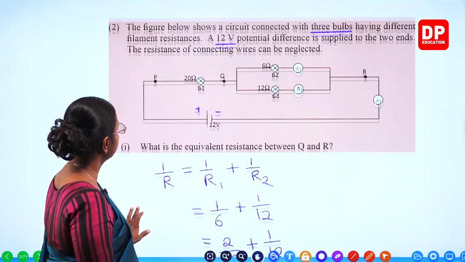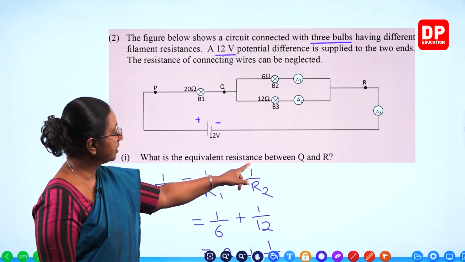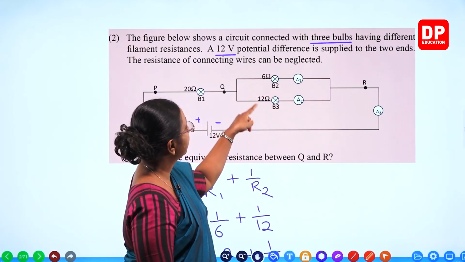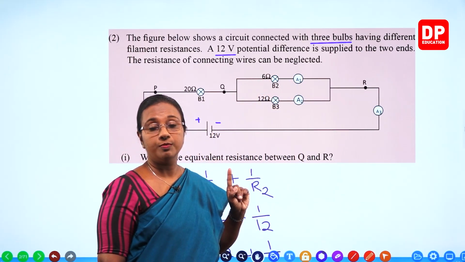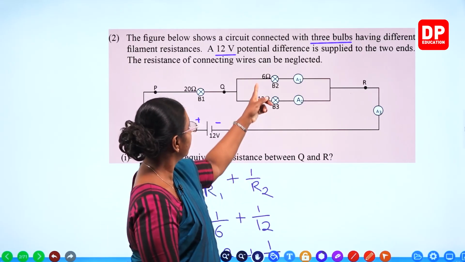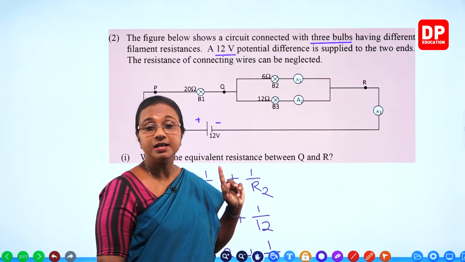So look at the question. What is the equivalent resistance between Q and R? Q and R, these 2 points. So we have 6 ohm and 12 ohm. We neglect the resistance of the connecting wires. So only the 12 ohm and 6 ohms are considered.